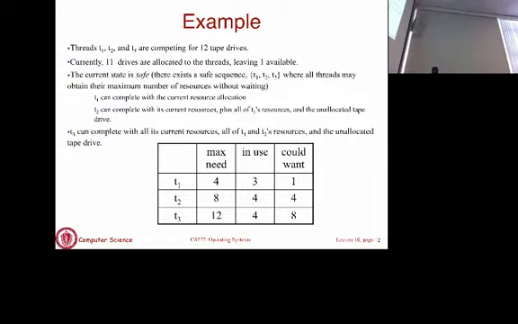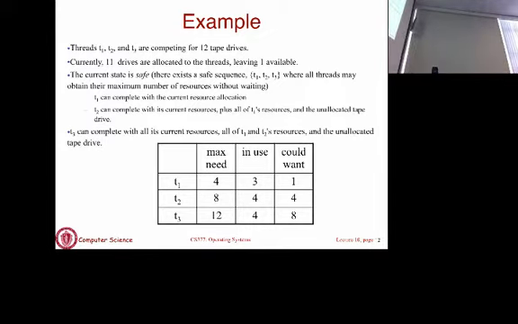What it says is T1 can request up to a maximum of 4 tape drives to write to while backing up its data. T2 can request up to 8, and T3 can request the entire set, which is a dozen tape drives, to do its backups. The first column is the max need column, which says what is the maximum resources you can need. The second column says what the thread is currently using.